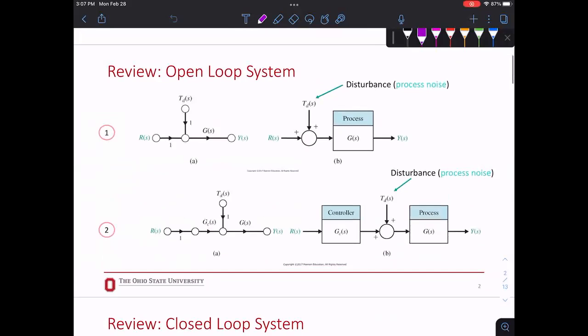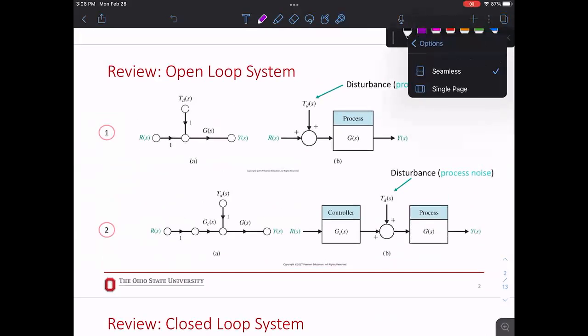All right, quick review of open loop system. Do you see it? No, you don't see it. There, now you can see it. So, quick review of open loop system. As you can see, I'm adding more items to the system because now you know more about them.